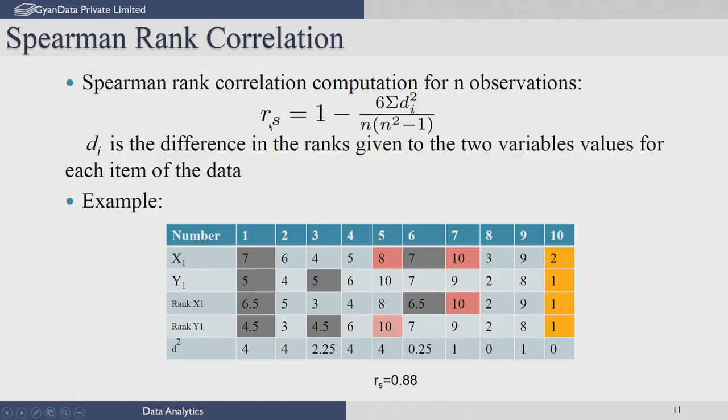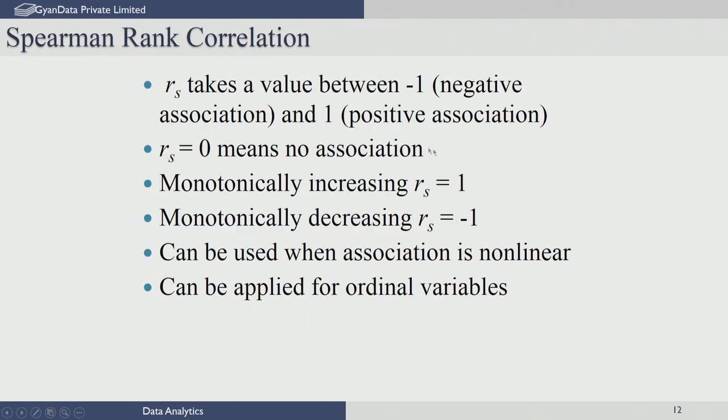It turns out that this coefficient also will lie between -1 and +1, with -1 indicating a negative association and +1 indicating a positive association between the variables, and in this particular case the Spearman correlation turns out to be 0.88.